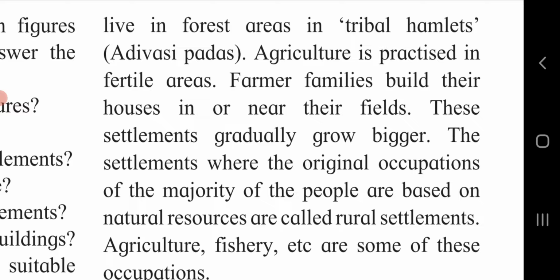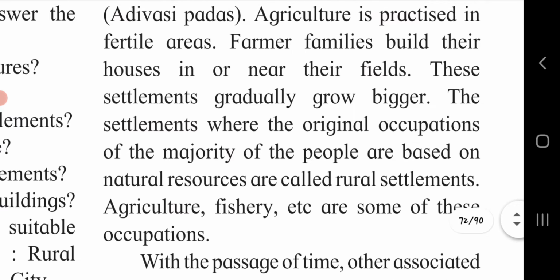If a person is a fisherman, he will stay near the sea coast and the settlement will be known as Koliwada. A person who is a tribal dweller will stay in the forest and depend on the products from the forest areas. So their livelihood will be in the forest, and their settlement will be known as Adivasi Padas.